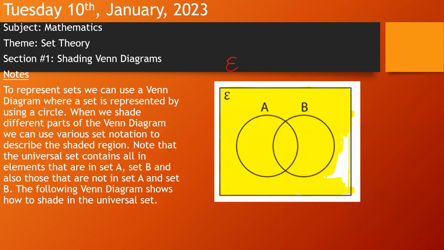A and B. A, B, and B. What else do we shade besides A and B? And the little bar with 3. The little bar with 3. Okay, we shade that too.